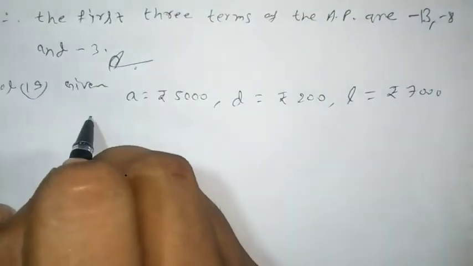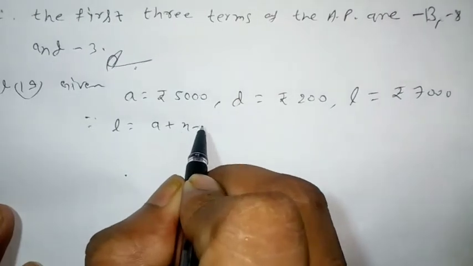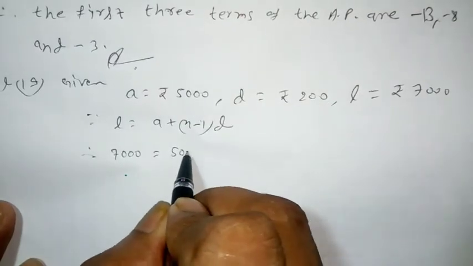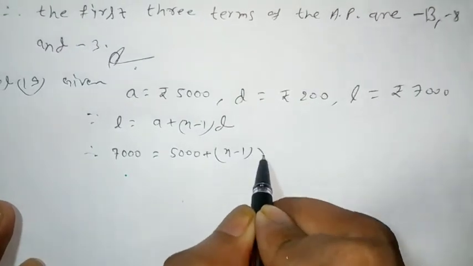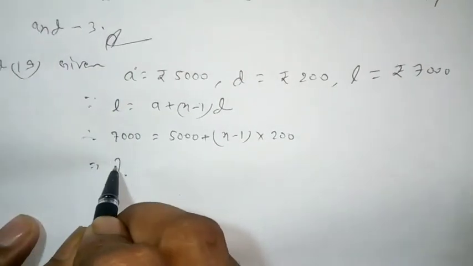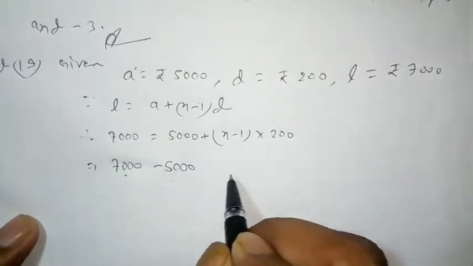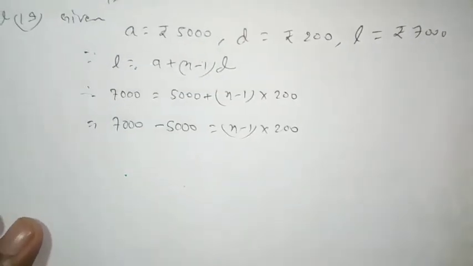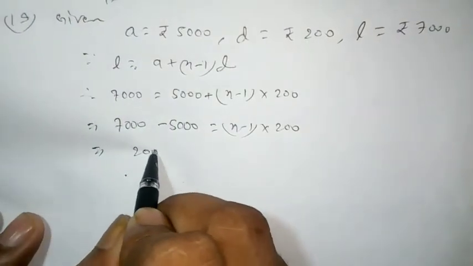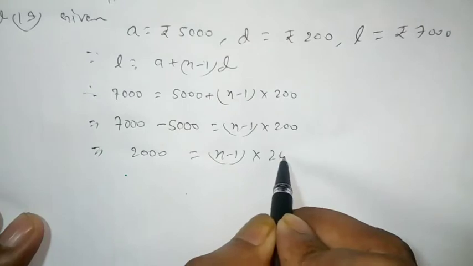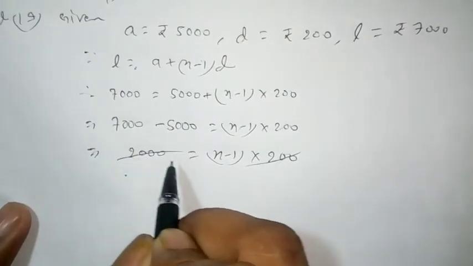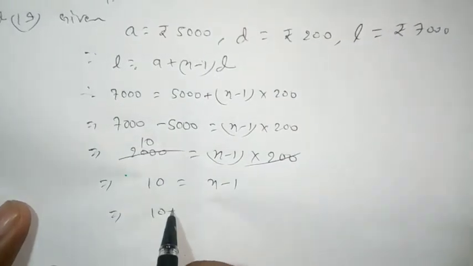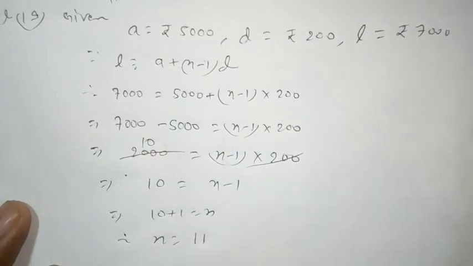Now because L is equal to A plus (n minus 1) into D, therefore 7,000 is equal to 5,000 plus (n minus 1) into 200. This implies 7,000 minus 5,000 is equal to (n minus 1) into 200, so 2,000 is equal to (n minus 1) into 200. 2,000 divided by 200 gives 10. So 10 is equal to n minus 1, which implies 10 plus 1 is equal to n. Therefore n is equal to 11.